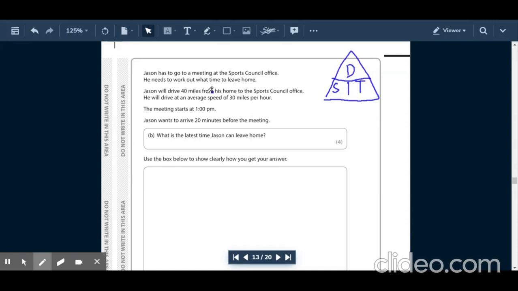So here, I'm given the distance, d, and I'm given the speed, s, and I want to find the time. So if I cover up the time, I'm going to do distance divided by speed. So the distance, 40, divided by the speed, 30. And that's going to tell me the time. So if I work that out, 40 divided by 30, it's going to give me 1.3 recurring. So that's 1.333333.